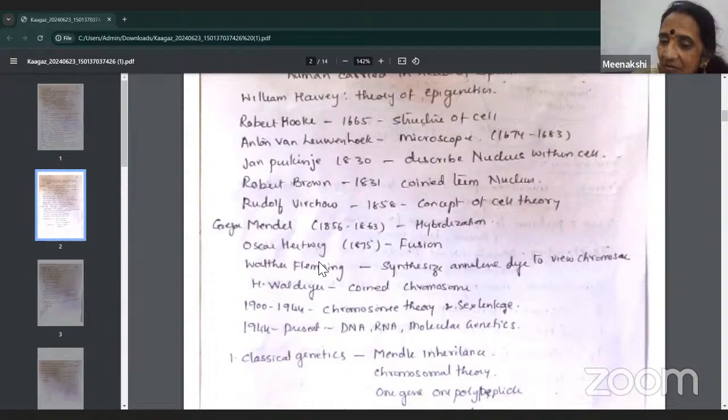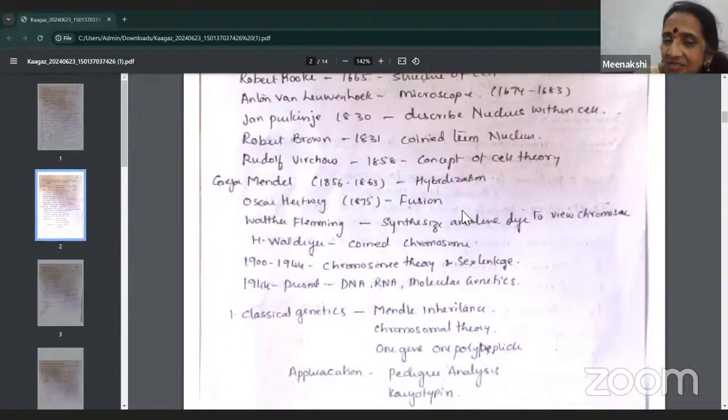Robert Brown coined the name nucleus. Then Virchow gave the cell theory concept. Gregor Mendel gave hybridization and the Mendel theory. Then Hartwig described the fusion of male and female gametes into the formation of a zygote, which will develop into an individual. Then Fleming synthesized a dye which is able to color the chromosomes so that we are able to view them. Waldeyer termed the word chromosome.